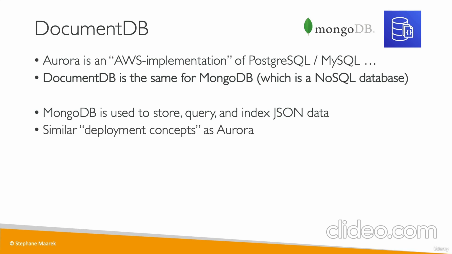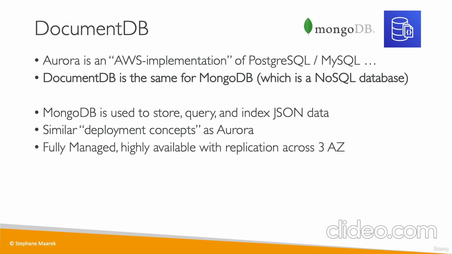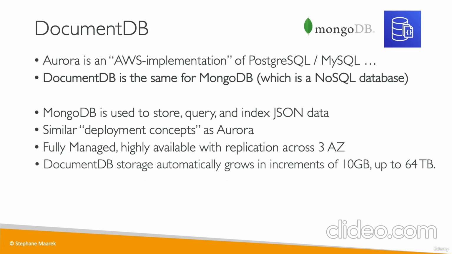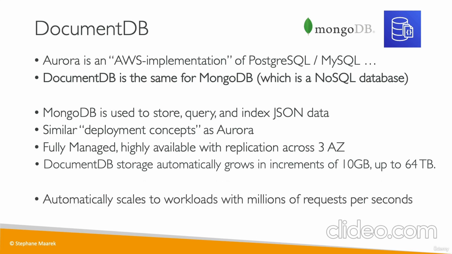And you have the same similar deployment concept as Aurora with DocumentDB. So that means it's a fully managed database. It's highly available. Data is replicated across 3 availability zones. And the storage will grow automatically in increments of 10 gigabytes up to 64 terabytes of storage, all of this, okay? And DocumentDB has been engineered so it can scale to workloads with millions of requests per second. So at the exam, if you see anything related to MongoDB, think DocumentDB. Or if you see anything related to NoSQL databases, think DocumentDB and also DynamoDB.